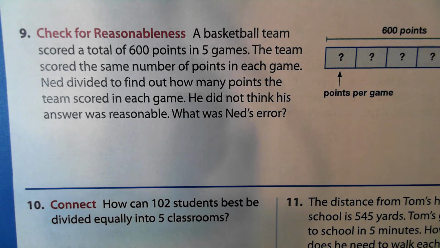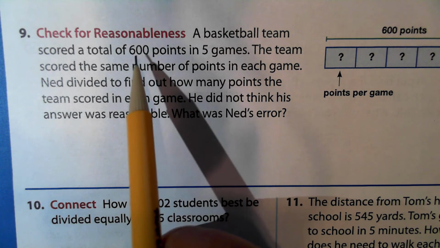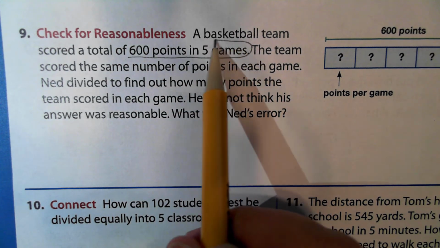Alright friends, this is the back page for homework, page 442 on topic 8.6, zeros in the quotient. I'm looking at number 9 on the back. Please find that spot. Check for reasonableness. A basketball team scored a total of 600 points in 5 games. Let's go ahead and box that.